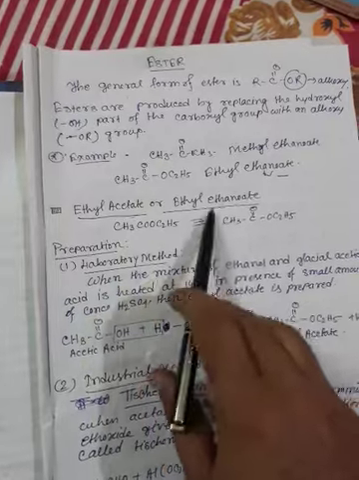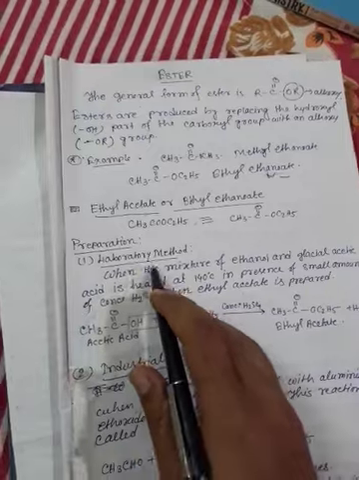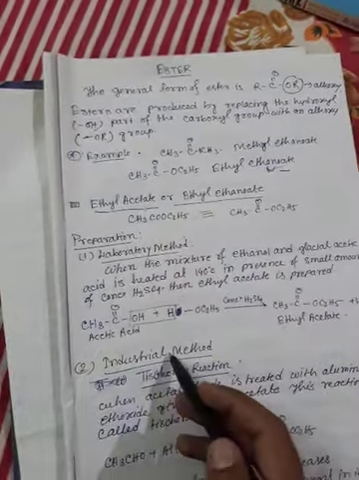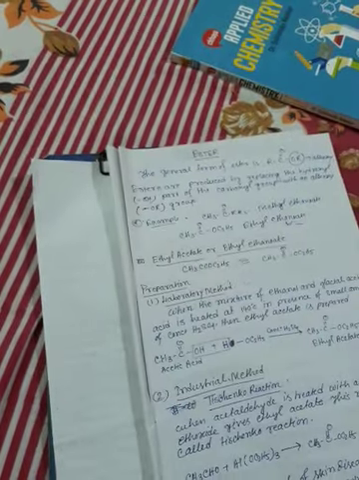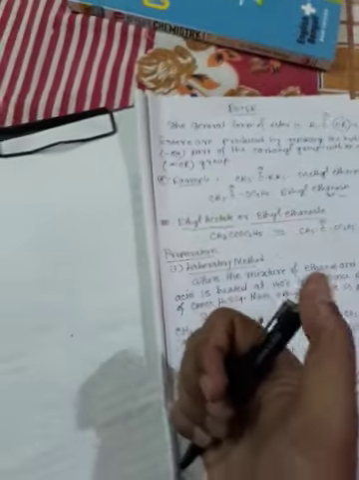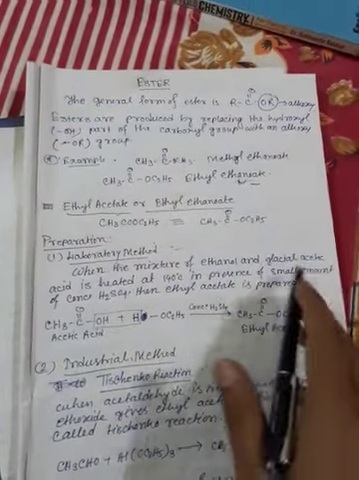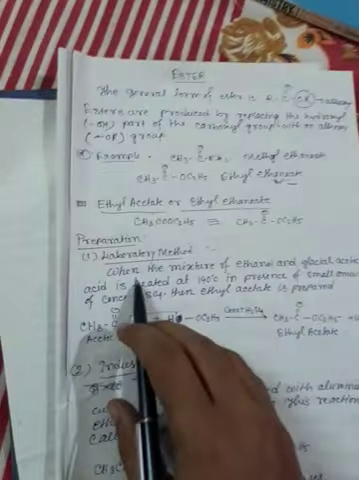Okay, now let's see ethyl acetate or ethyl ethanoate. Now I will discuss how you would prepare ethyl acetate by the laboratory method or industrial method. Okay, first we discuss the laboratory method. How would you prepare ethyl acetate by the laboratory method? Let's see, when the mixture of ethanol and glacial acetic acid, glacial acetic acid means acetic acid.